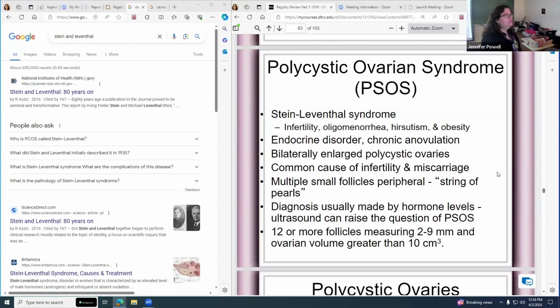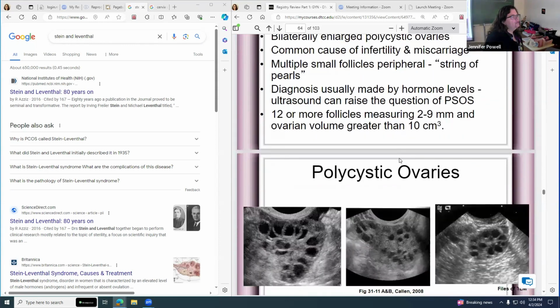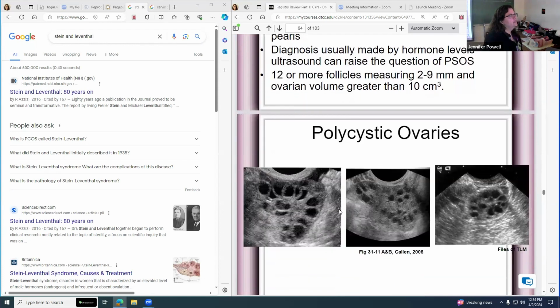So if you have 12 or more follicles measuring 2 to 9 millimeters and ovarian volume greater than 10 cubic centimeters, a patient could have polycystic ovaries. So this is what that looks like. Here's a string of pearls.